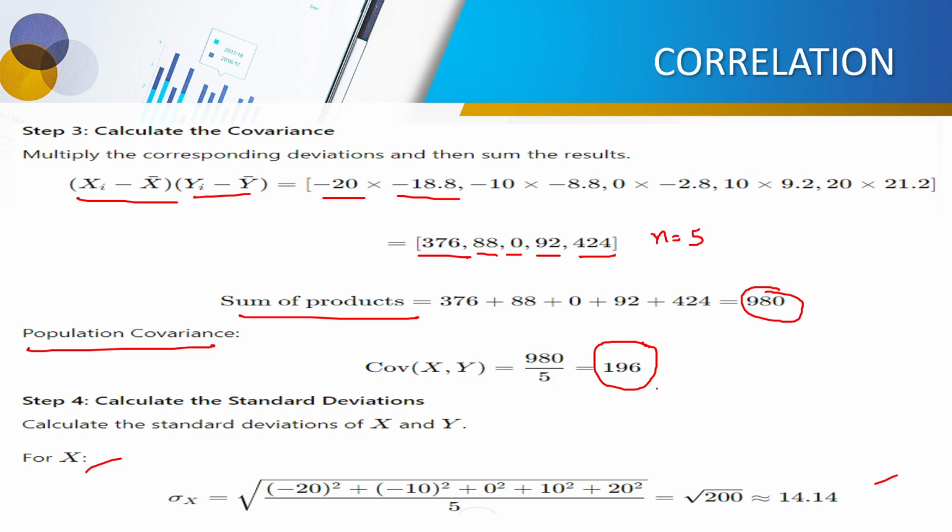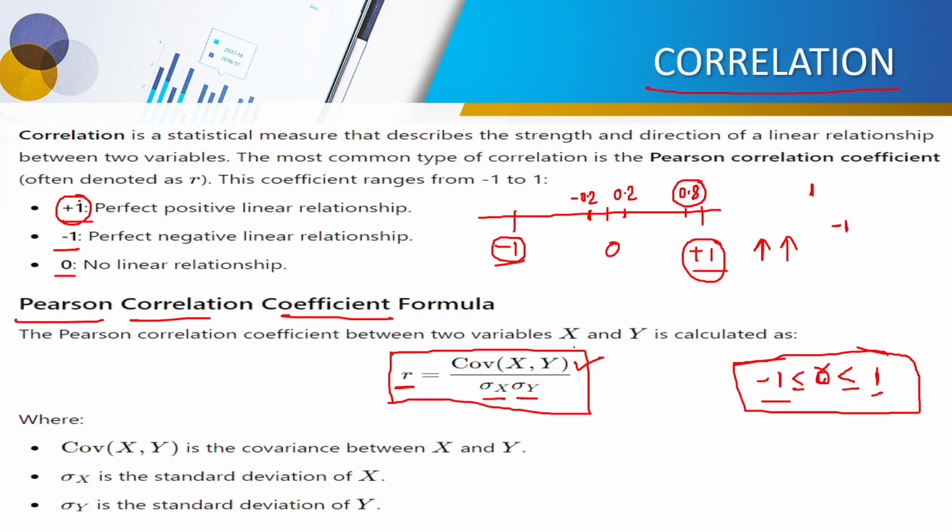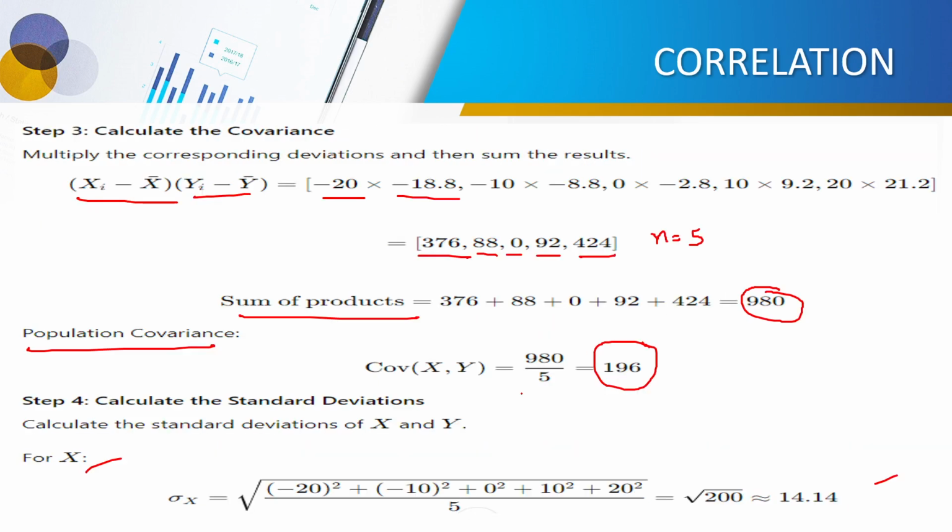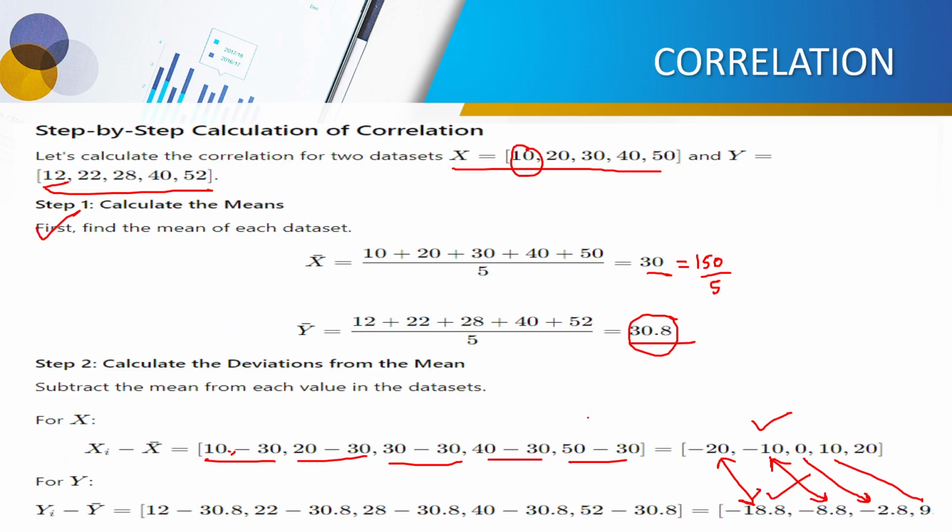Now what is the second part? Now our expression indicates what? We require the standard deviation of x. We require the standard deviation of y. What is the formula for standard deviation of x? Standard deviation of x is nothing but, it is again under root of. Now we already calculated the difference here for x. So the difference is this.